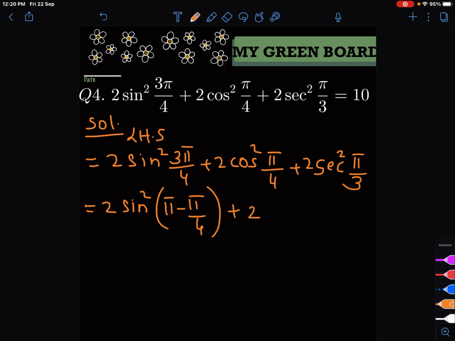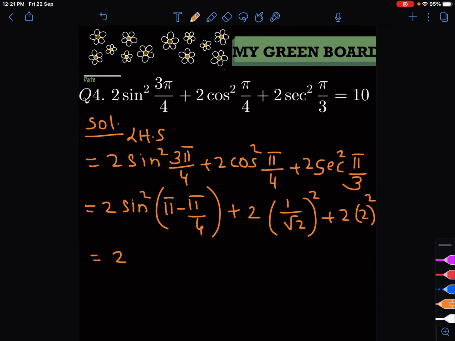Plus 2 cos 45, we know it is 1 by root 2. Plus 2 into secant pi by 3, we have the value as 2. Please memorize the table and just ensure that you are getting all the values of all the trigonometric functions, so that it will be easy for you to write the questions and finish off your paper before the time. You need not be calculating it every time, just memorize it.